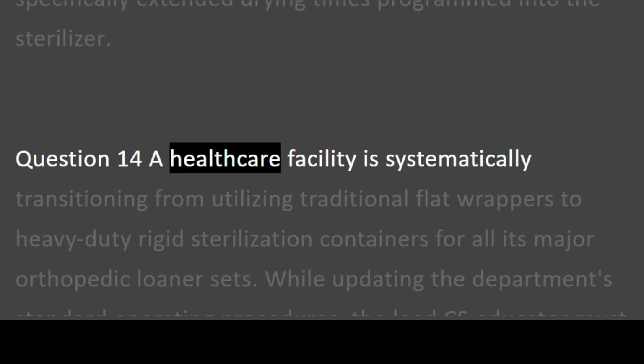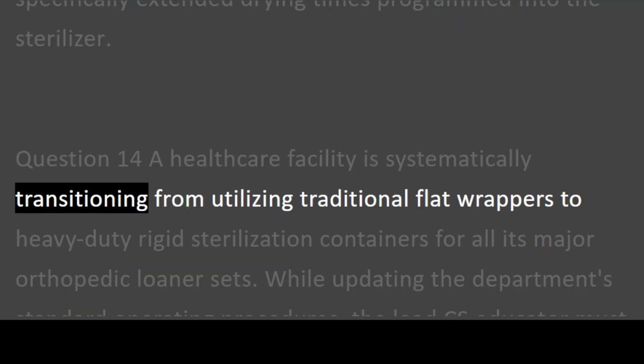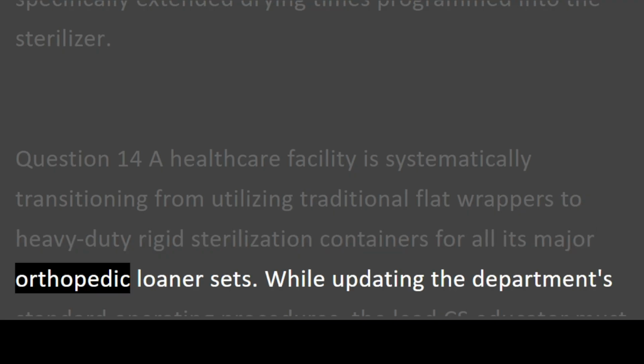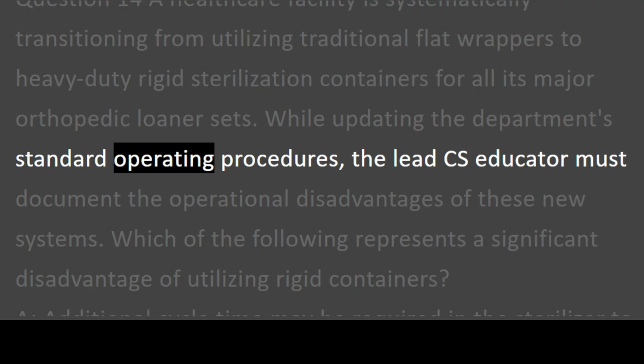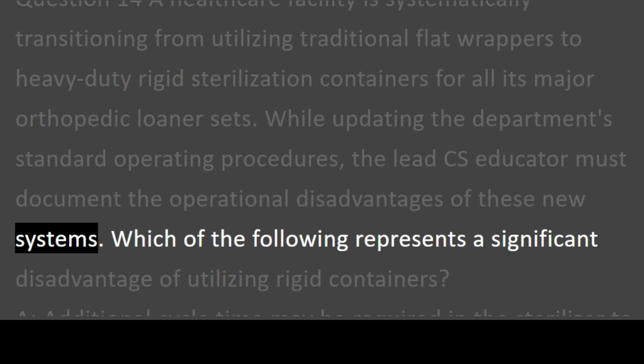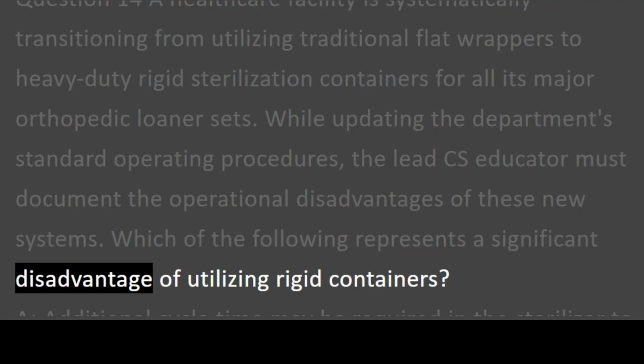Question 14. A healthcare facility is systematically transitioning from utilizing traditional flat wrappers to heavy-duty rigid sterilization containers for all its major orthopedic loaner sets. While updating the department's standard operating procedures, the lead CS educator must document the operational disadvantages of these new systems. Which of the following represents a significant disadvantage of utilizing rigid containers?